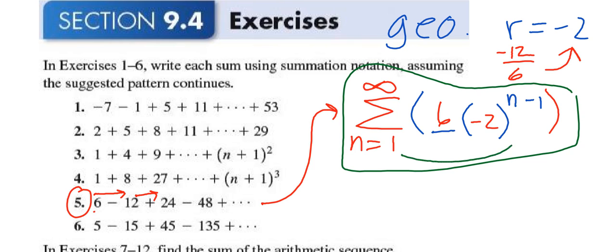You would start by plugging in a 1 because it tells you on the bottom that we're starting with the first term. So I plug in a 1 and that's how we got the 6. Then I plug in a 2, that's how I get the next term, negative 12. Then I plug in a 3, and that's how I get the next term, 24. So all we're doing is going backwards. I'm giving you the series and asking what summation notation it came from.